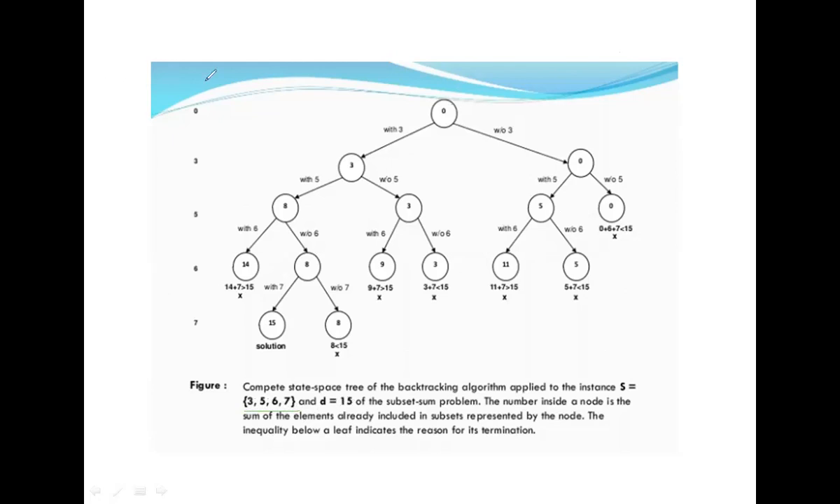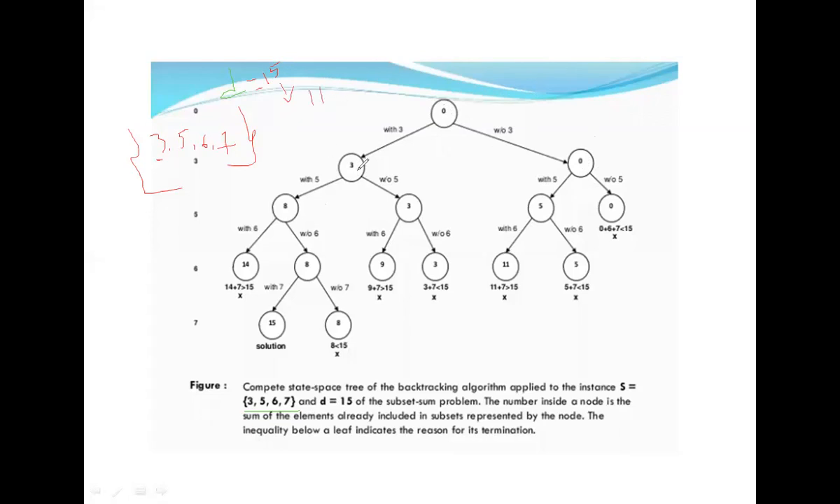What is the total sum we get? What is the value we have to get here? 15. So the set values are 3, 5, 6, 7. In the first case, 0, case 1. I am considering 3, with including 3 and without 3. So with 3, the total sum is 15, so 15 minus 3 is how much?